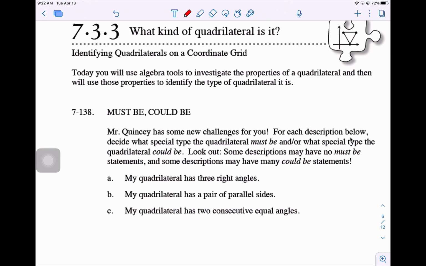Matter of fact, I put it over on the sideboard. If you take a look, we're going to find the slopes of all 4 sides. We're going to find the side lengths. Then based on those 2 pieces of information, you're going to tell me, what do I know? Do you have any parallel lines? Do you have any perpendicular lines? Any sides that are congruent? And then based on that information in step 3, you should be able to tell me exactly what shape we're dealing with, all of the mathematical proof.